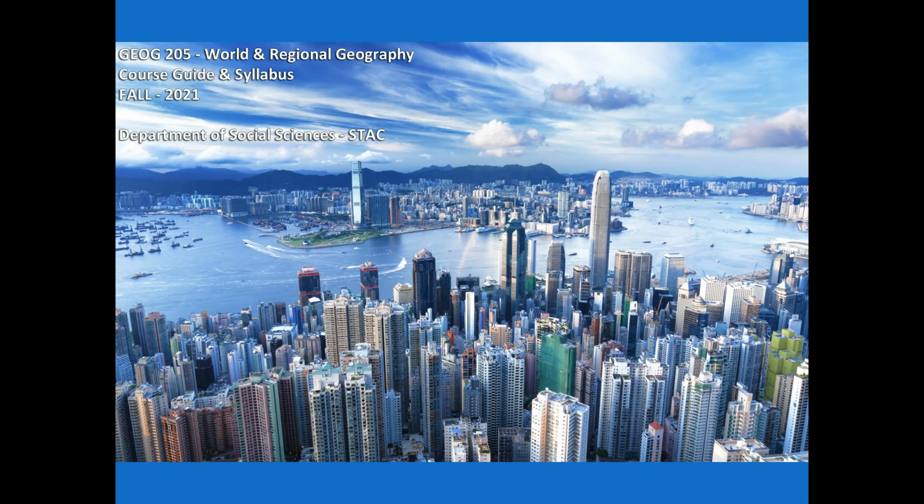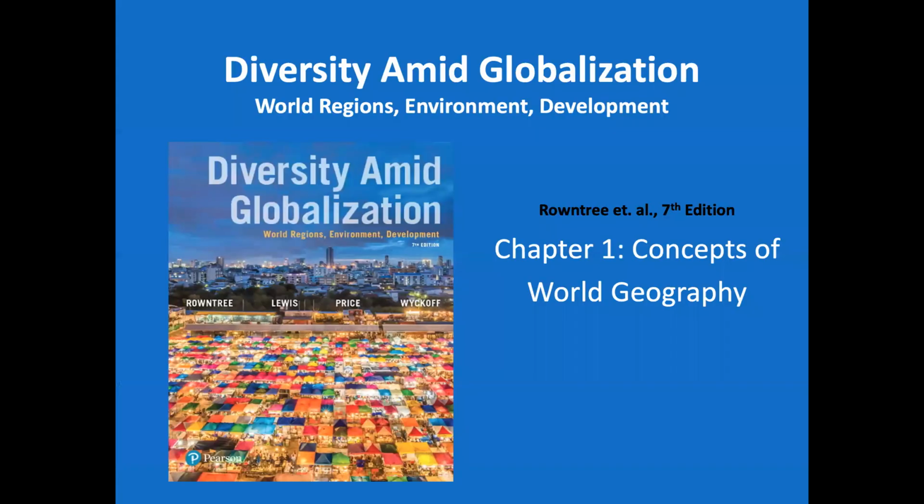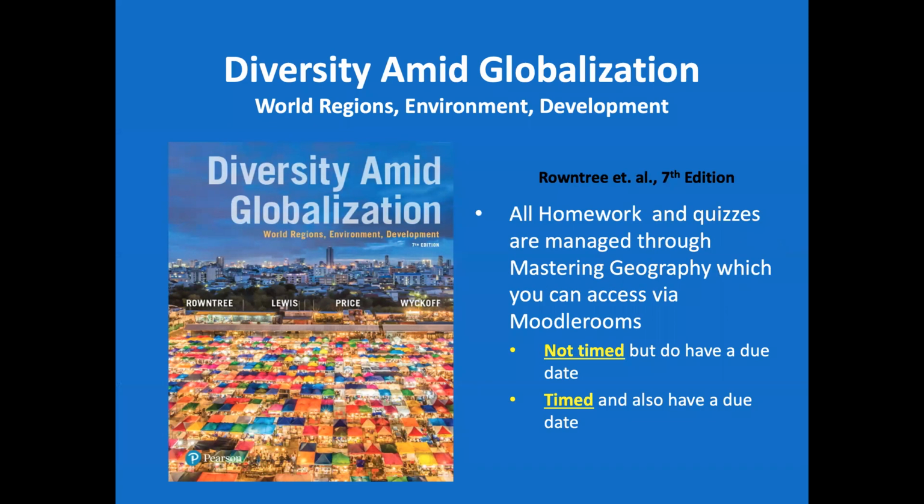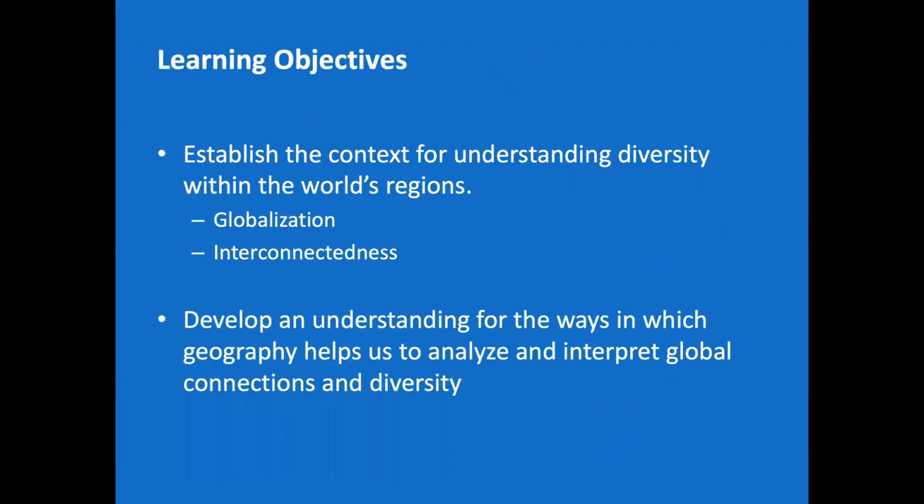Let's see here. We have your textbook. So it will be chapter one, concepts of geography. It is Rowntree, 7th edition. It is called Diversity Amid Globalization: World Regions, Environment, and Development. All homework and quizzes will be managed through Mastering Geography, and you have to set up an account. The book is not really a book, it's something more along the lines of an e-text that you will access through Mastering Geography. Okay? So these are the learning objectives for today.